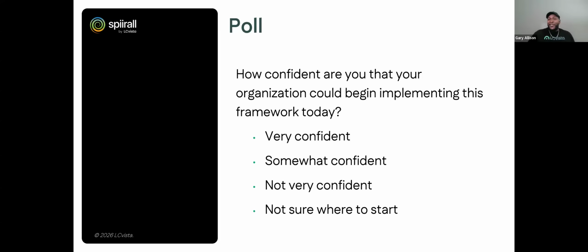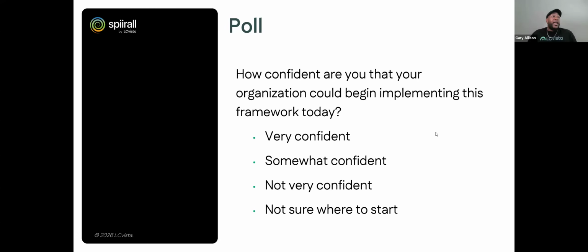So I have 16% saying they're very confident, love it. 61% saying they're somewhat confident, 16% saying not very confident, and 6% saying not sure where to start. And so, very helpful information. And if you're in the first two categories where you're feeling really confident or somewhat confident, that's a great place to be.